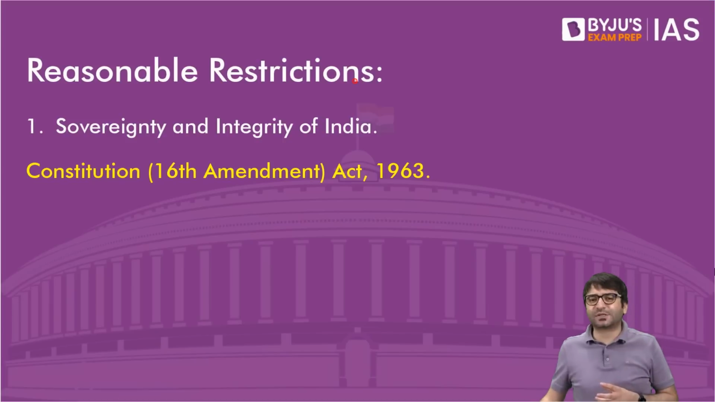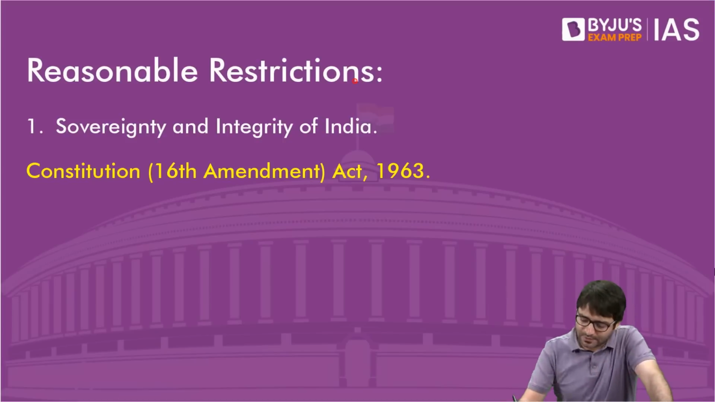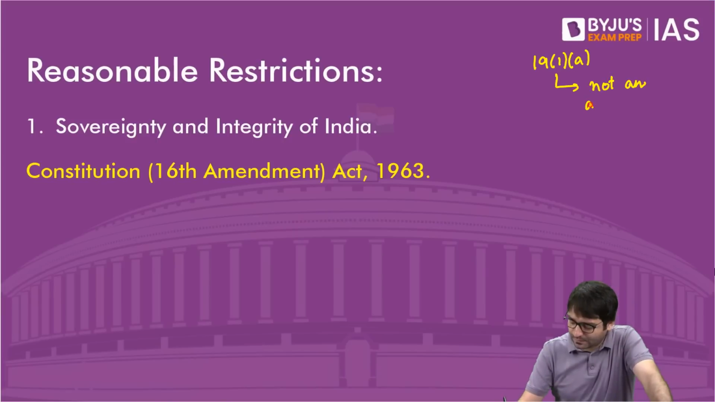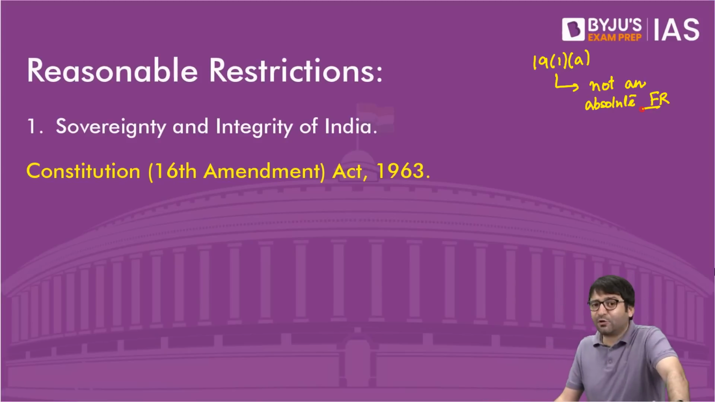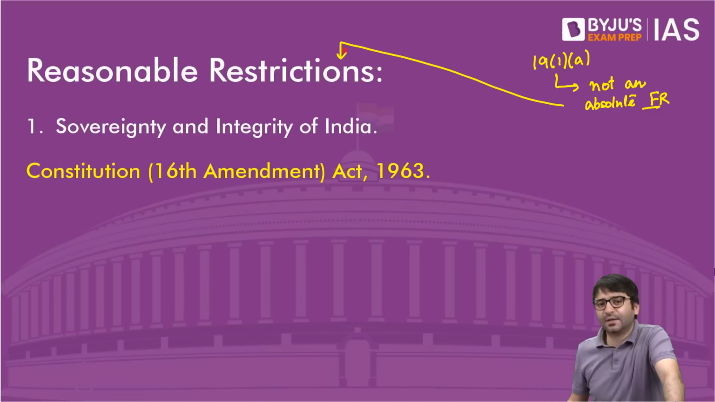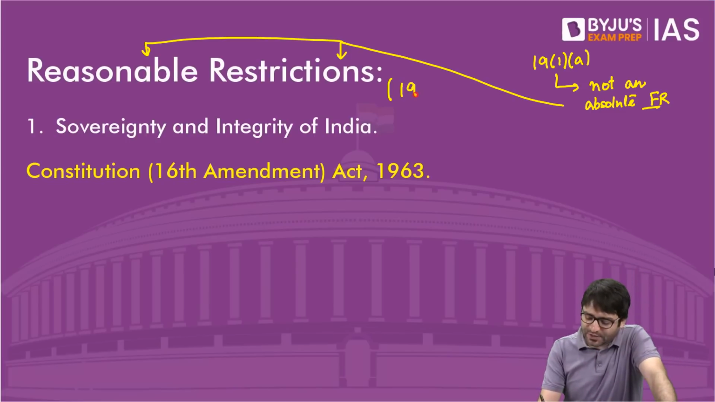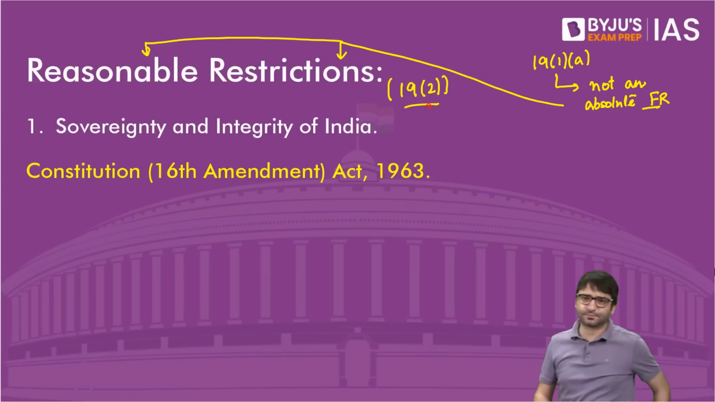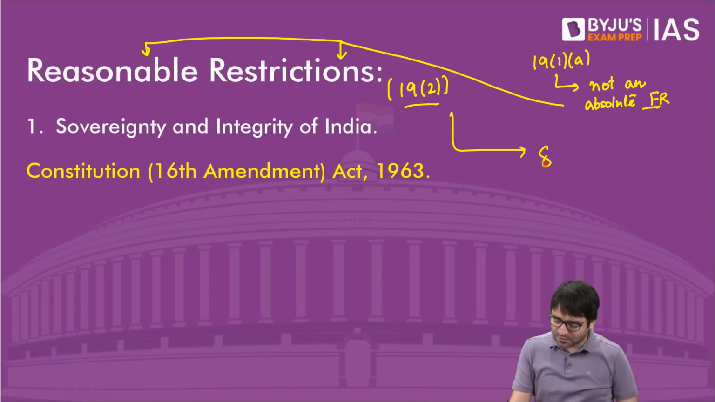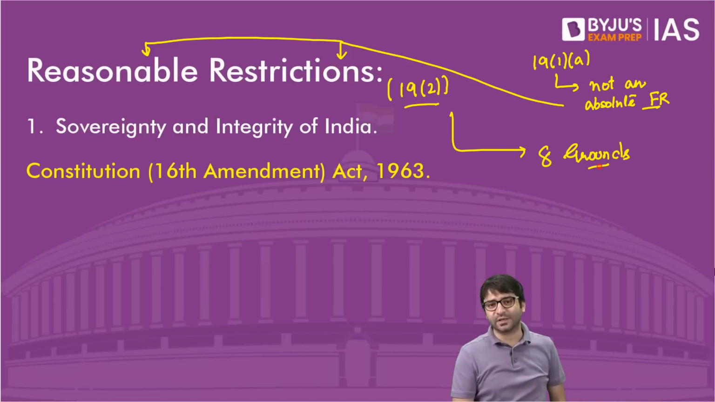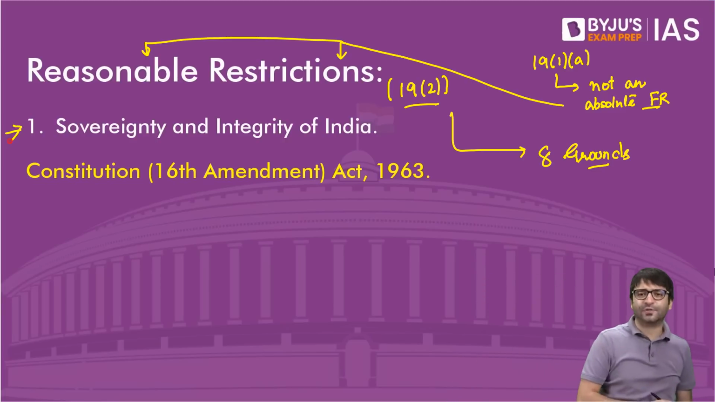But this freedom of speech and expression under 19(1)(a) is not an absolute fundamental right. When we say not an absolute fundamental right, that means there are restrictions. When we say there are restrictions, we also say these are reasonable restrictions. And these reasonable restrictions are mentioned under Article 19, Clause 2 of the Constitution. There are 8 grounds under which your freedom of speech and expression can be restricted. Reasonable restrictions can be imposed on your freedom of speech and expression. One such restriction is sovereignty and integrity of India.